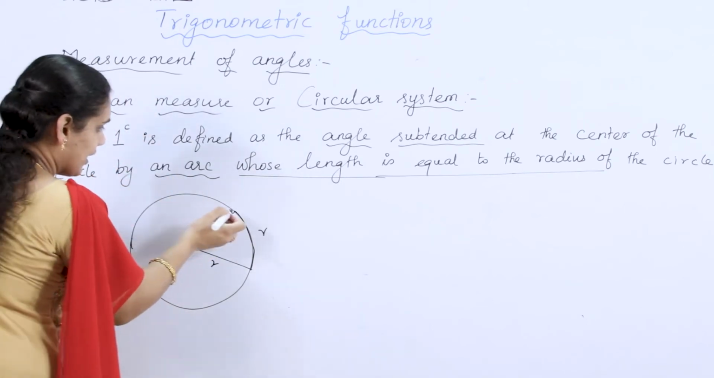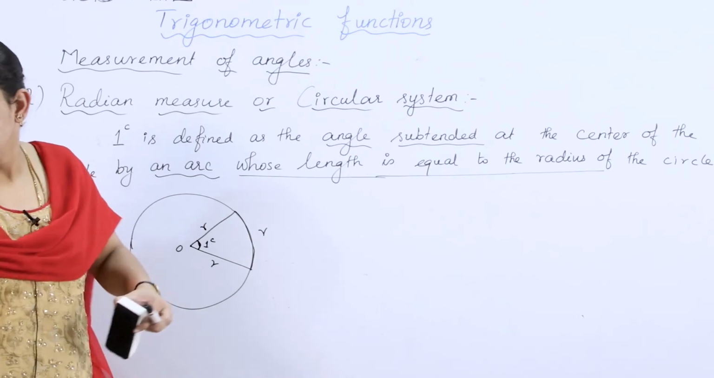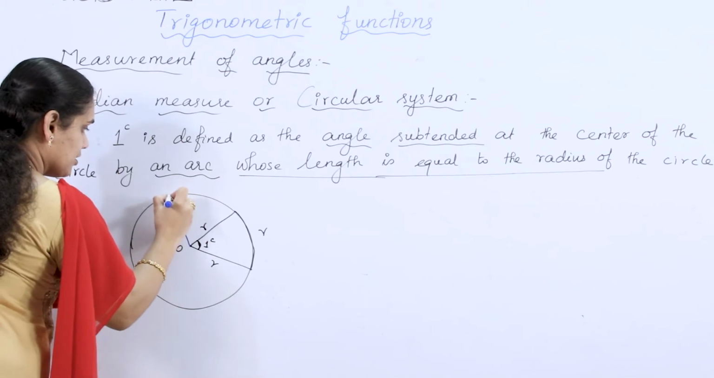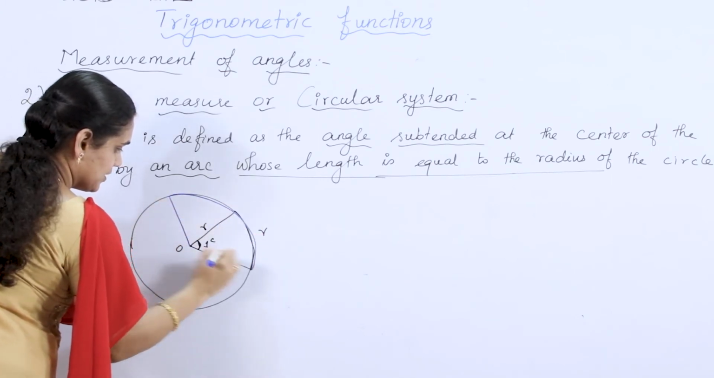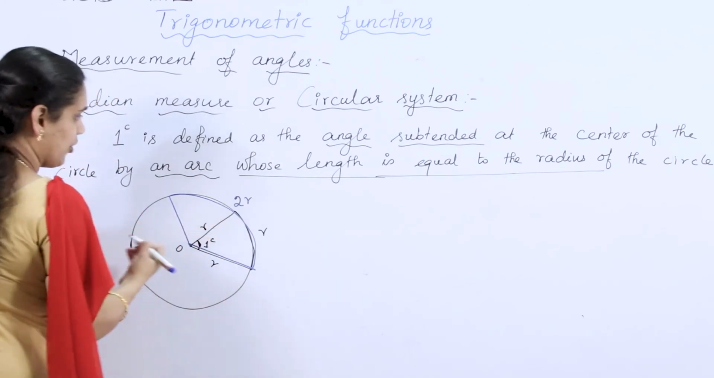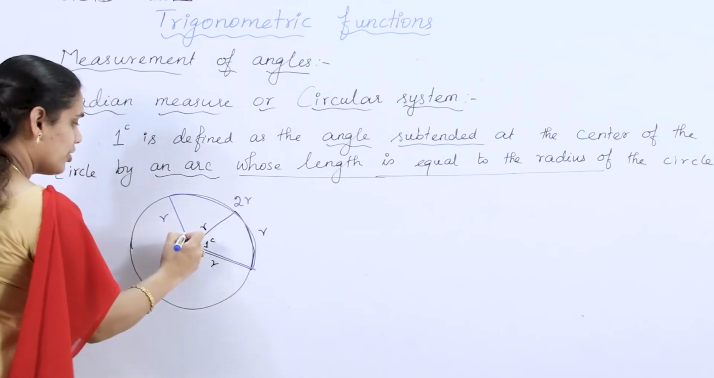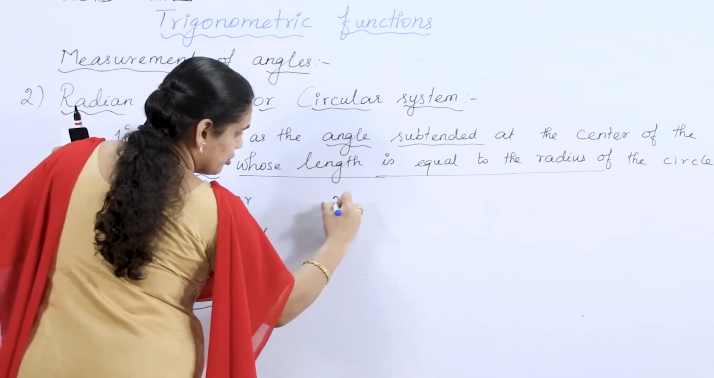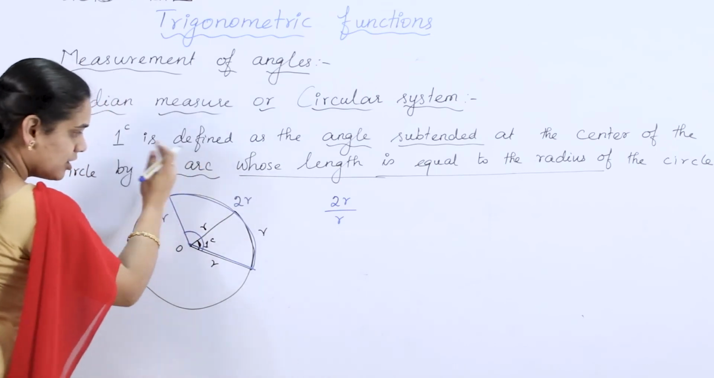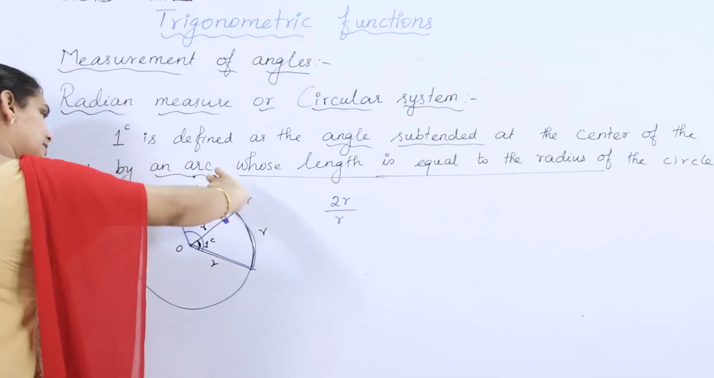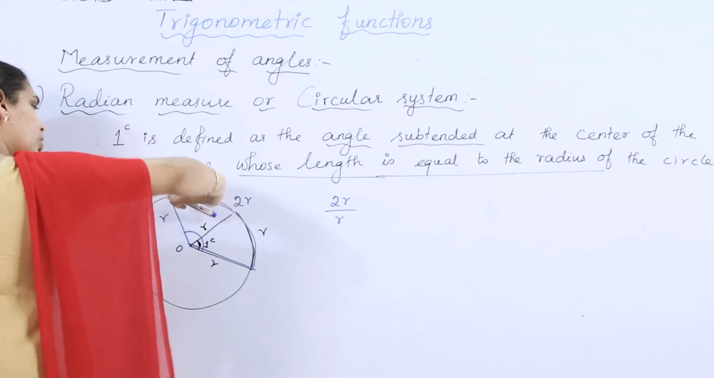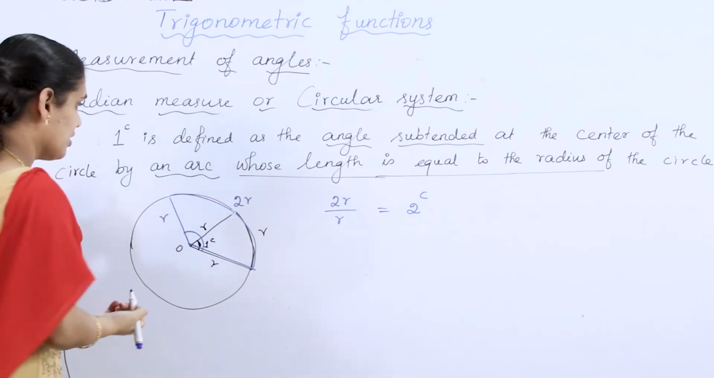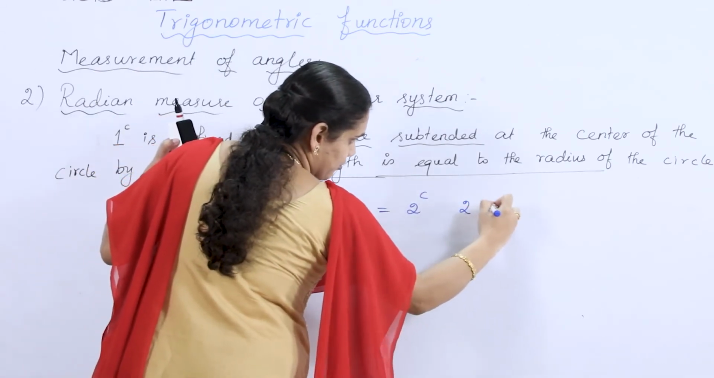Okay, suppose if I take the arc length 2r. See, from here, this is 2r length. Okay, and this is r, isn't it? Then what will be its radian here? What will be its angle? So that will be equal to 2r by r. Isn't it? We divide by r. 1r makes 1 radian, then 2r makes 2 radian, isn't it? So this will be equal to 2 radian. Okay, you can put 2c or 2 radian also.